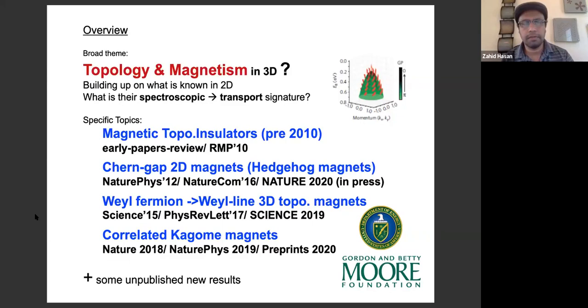And I will also insert a few unpublished new results. Especially, I'll announce our recent discovery of a new class of Chern magnets in the quantum limit.